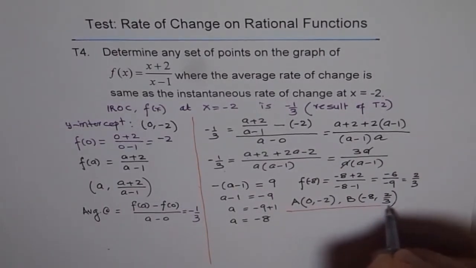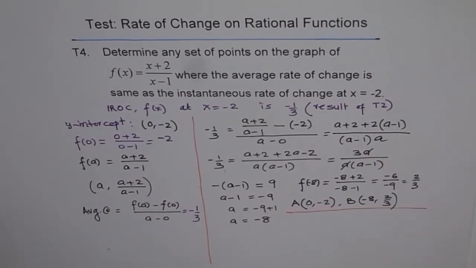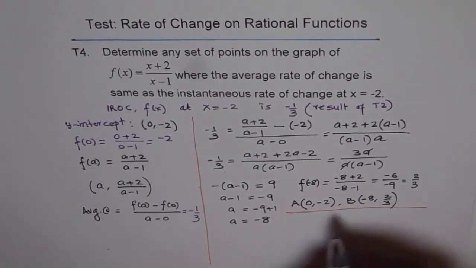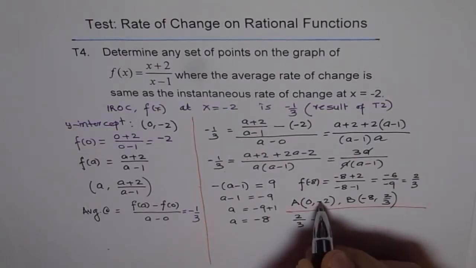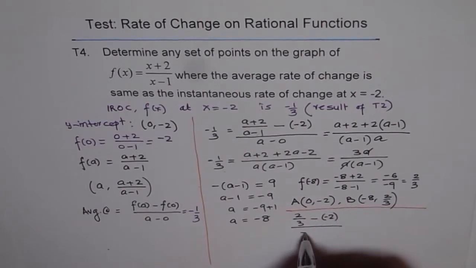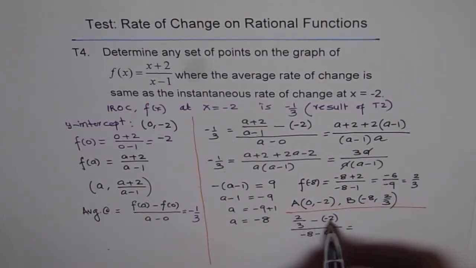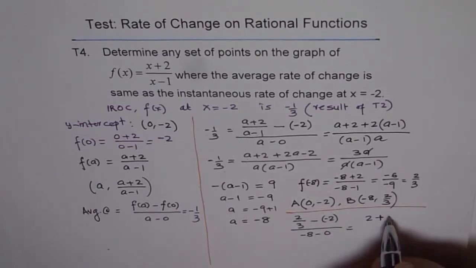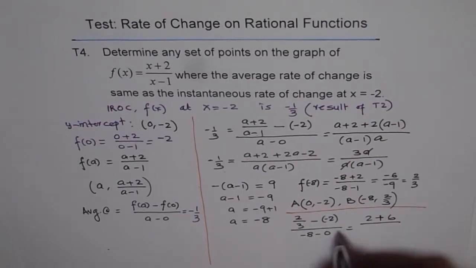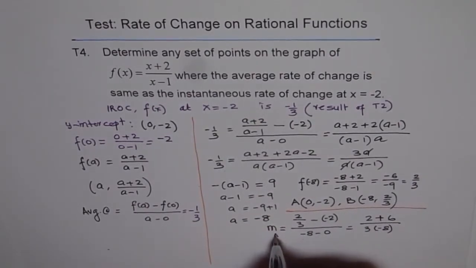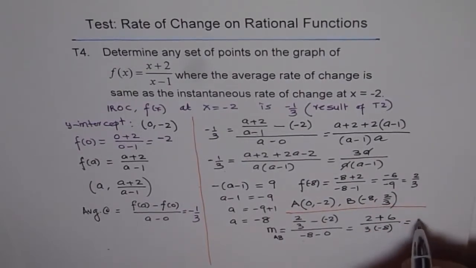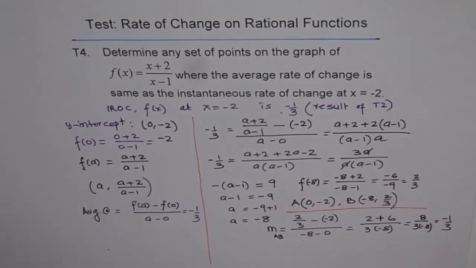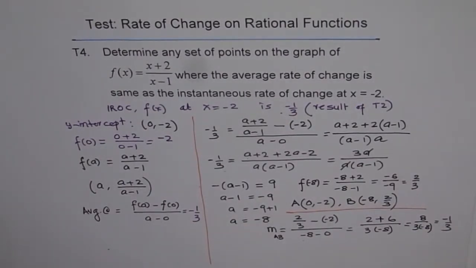It's a good idea at this point to even check whether we have the right kind of answer or not, right? So y2 minus y1 will be 2 over 3 minus minus 2, divided by x2 minus x1, which is minus 8 minus 0, right? So you can solve this. So 2 minus minus becomes plus 2, multiplied by 3 will give you 2 plus 6, divided by minus 8, and 3 will come in the denominator, times minus 8, right? So we're just trying to calculate what the slope is for these points A, B, right? So we get 8 over 3 times minus 8, which equals minus 1 over 3, same as we wanted, correct?